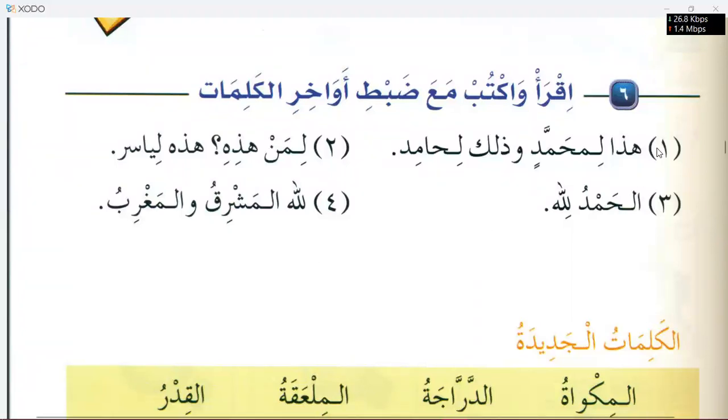Miss Sabina. Haza li Muhammadin wazalika li Hamidin. That belongs to Muhammad and that belongs to Hamid. This belongs to Muhammad and that belongs to Hamid. Right, sir. Okay. Liman hazihi. This belongs to whom? Hazihi li Yasir. This belongs to Yasir.